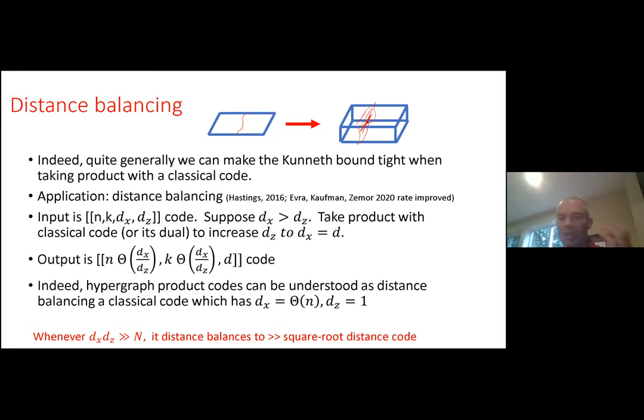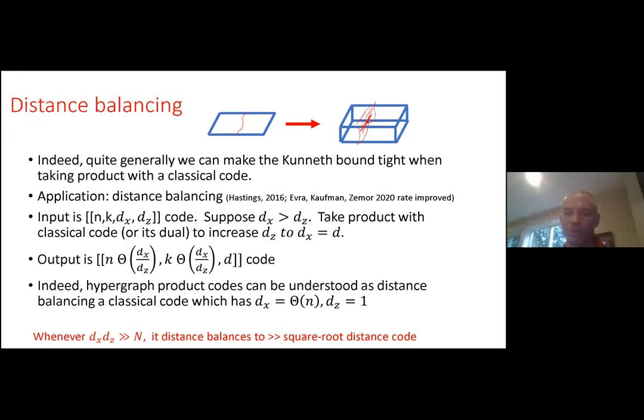What this will do is increase one of the two distances. When I say two distances, we might talk about a code having a certain X distance and a certain Z distance, a least weight X logical operator and a least weight Z logical operator. If you think about a classical code, it is very good at protecting against bit flip errors, but it has no protection against phase errors. So one distance might be large, but the other distance might be only order one.